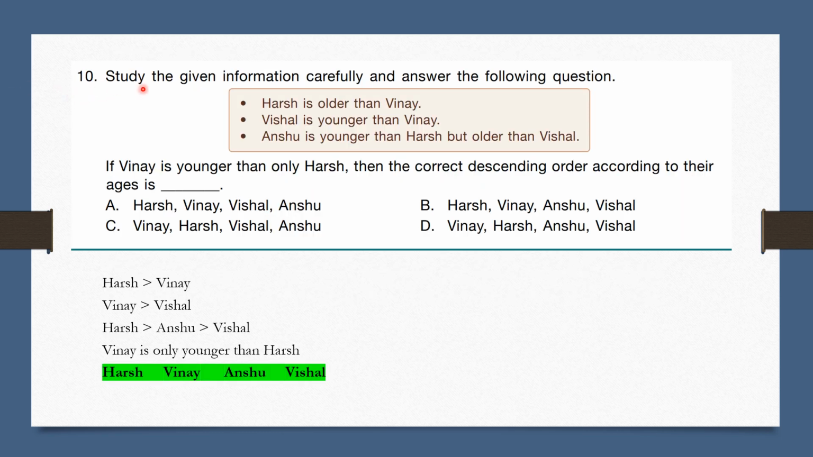Question number 10. Study the given information carefully and answer the following question. Harsh is older than Vinay. So let's arrange everything in descending order. So Harsh is older than Vinay. Harsh is greater than Vinay.